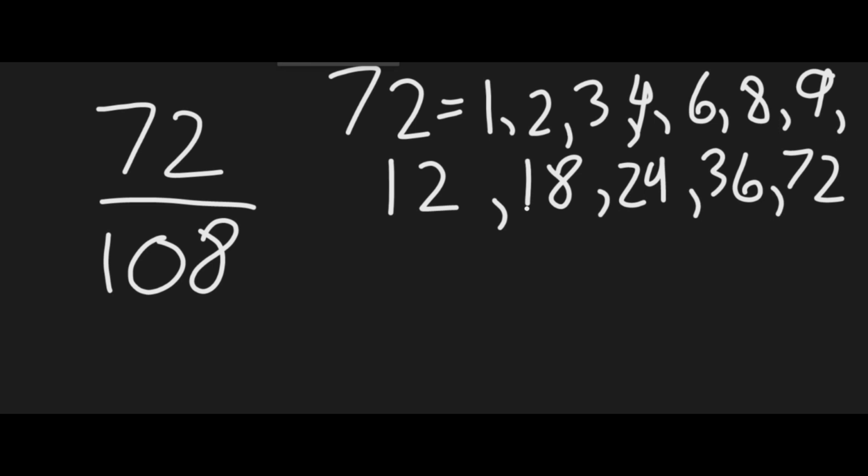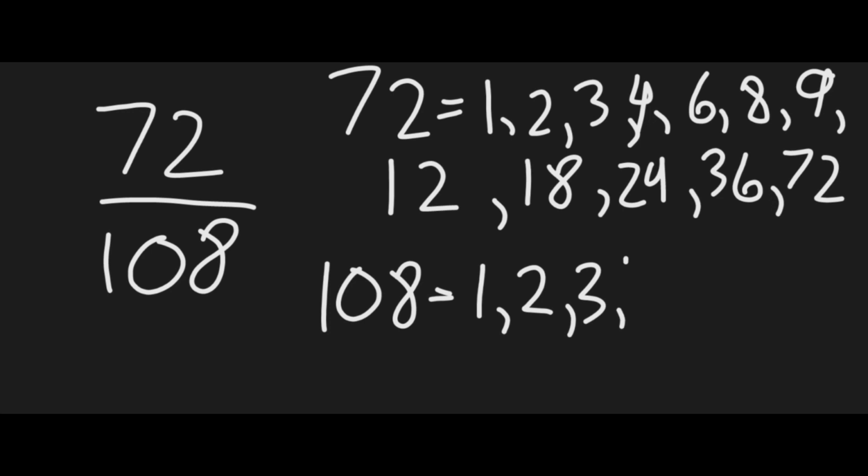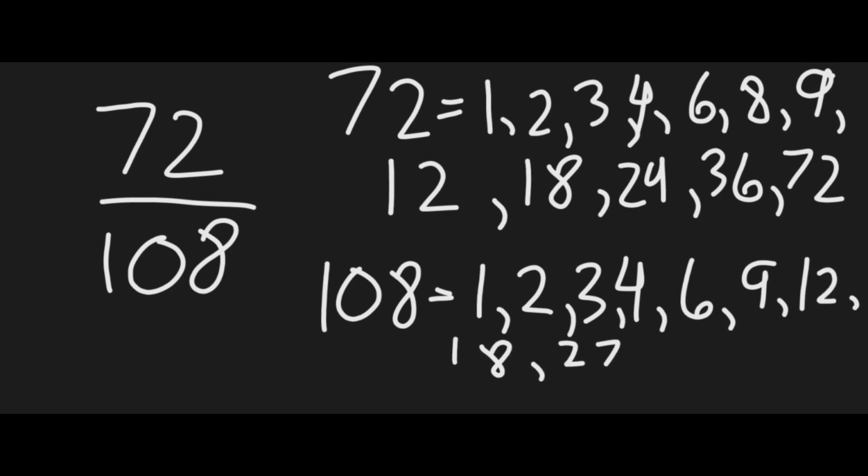Now, what are the factors of 108? Those would be 1, 2, 3, 4, 6, 9, 12, 18, 27, 36, 54, and 108. These are all numbers that can be multiplied by another number to create 108.